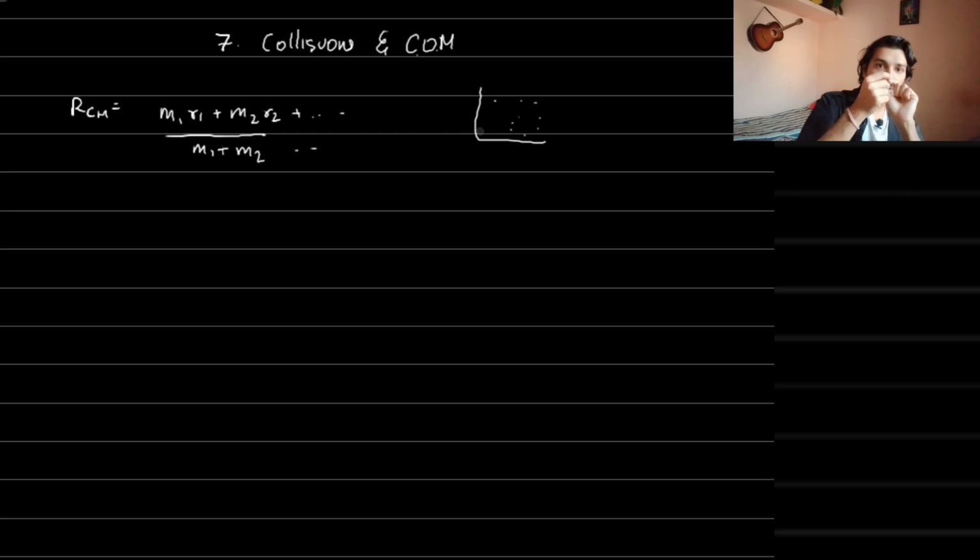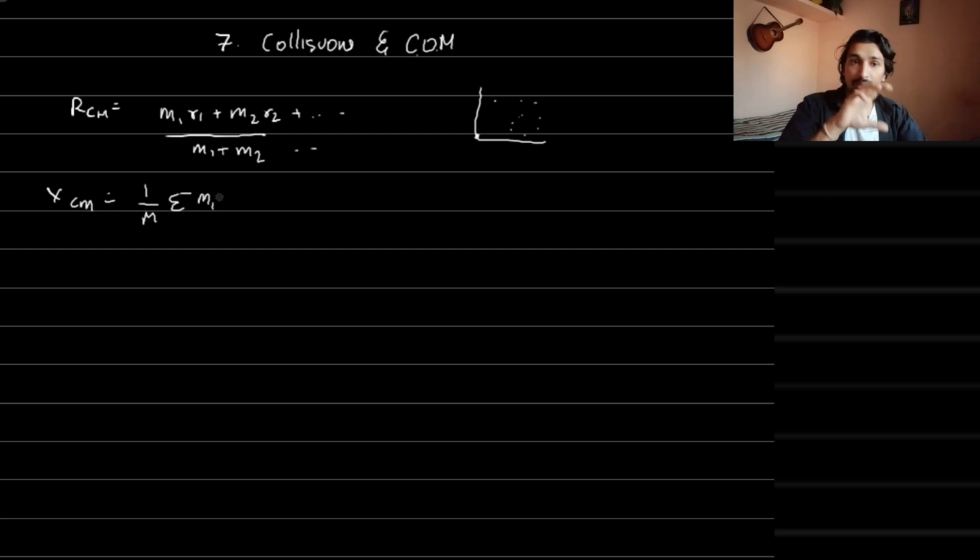You find mass 1 into the distance from whichever point you are referring to. So m1 into 0, because it's present at the origin, plus m2 into say 10 centimeters, divided by m1 plus m2. So basically mass into distance: m1 r1 plus m2 r2 plus m3 r3 plus m4 r4, if so many point masses are present, and you divide the whole thing by the total mass, you get the center of mass position.